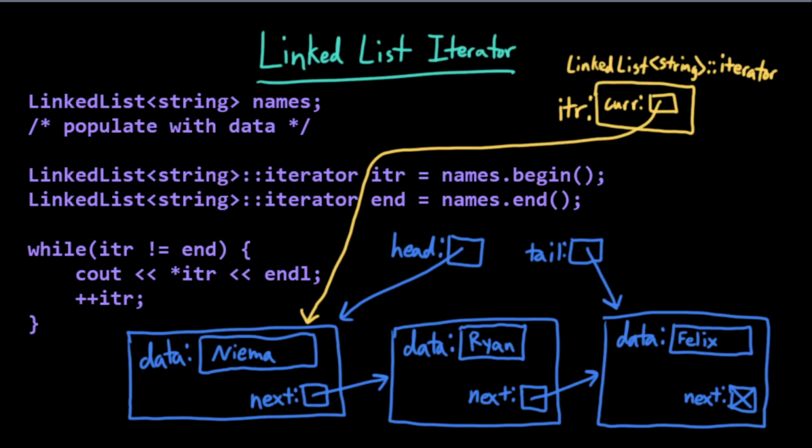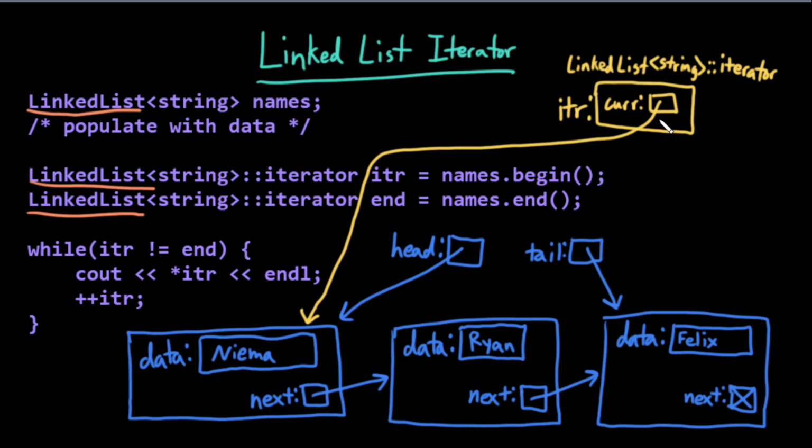Let's take a look at this example of using iterators with a linked list. It's extremely similar to our previous example of using an iterator with a vector, and as you can see, the code is pretty much identical. The only exception is I'm using a linked list instead of a vector, but otherwise everything else is completely identical.